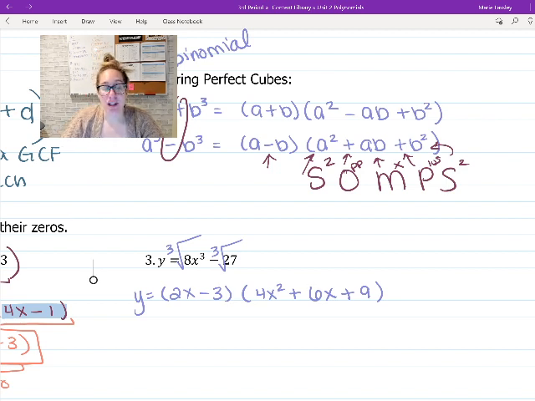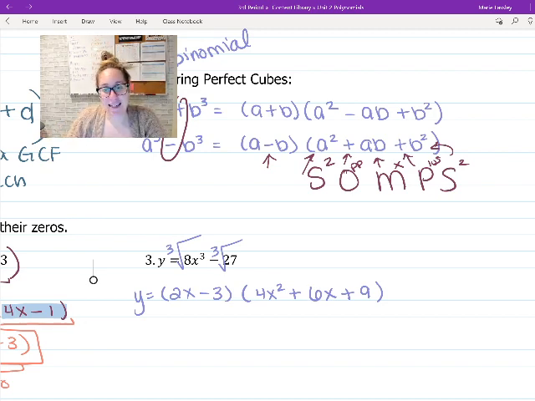All right, now, just like the other ones, we want to go through and make sure we can't factor anything else. So 2x minus 3 is all the way factored. I can't do anything else with it. Then I look at 4x squared plus 6x plus 9. Guess what? That is also already factored. You can try factoring it, but spoiler alert, it never factors more when you're doing perfect cubes. The first parentheses might factor more. The second one, however, will never factor more.